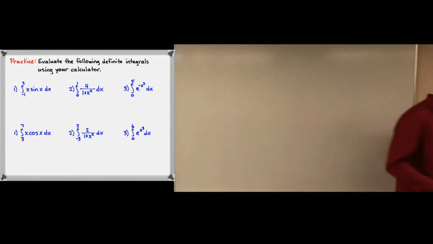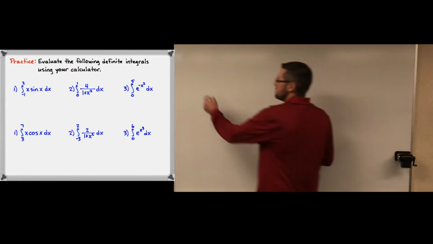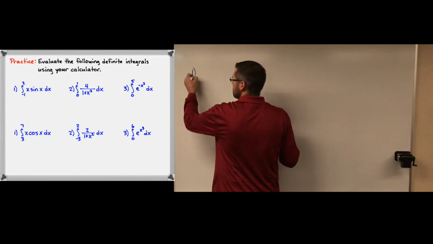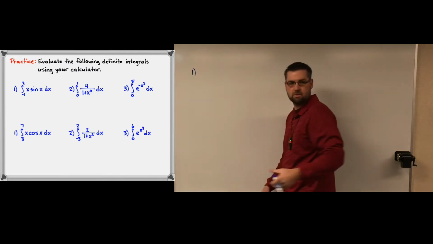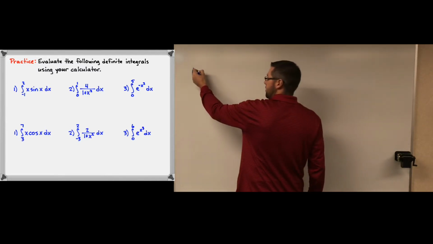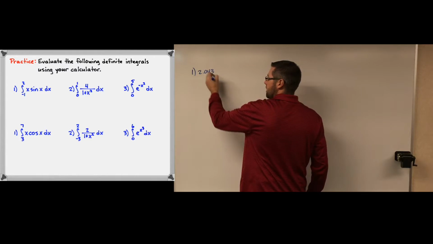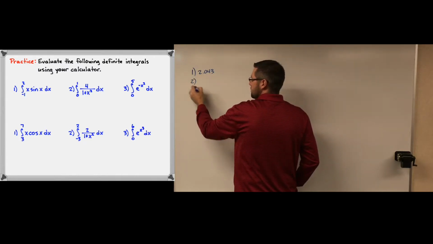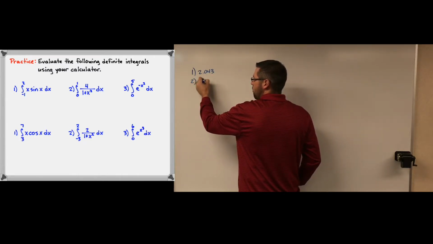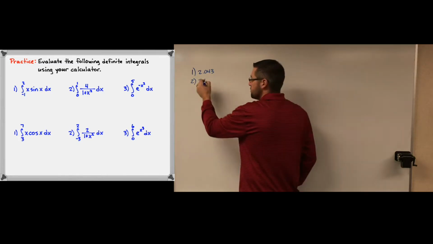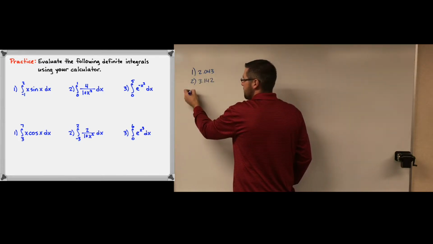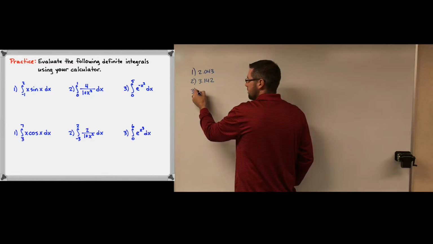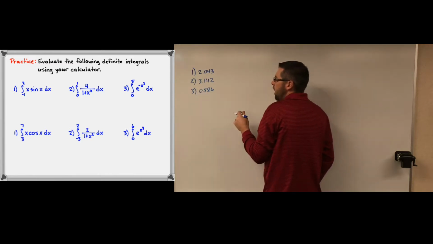What do we say? Number 1, what do you got? 2.043? Okay. Number 2? 3.142? Okay. And number 3? 6? Okay. So check your work.